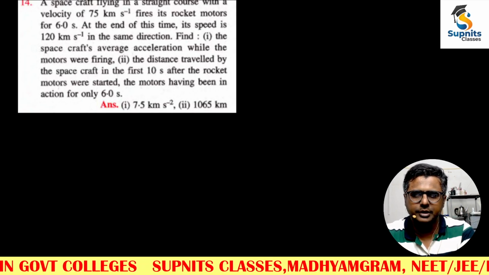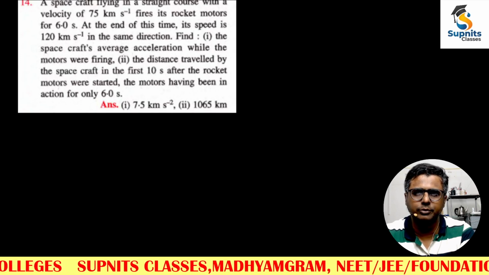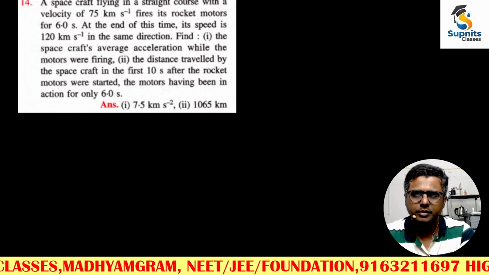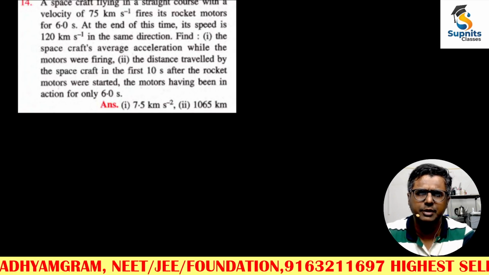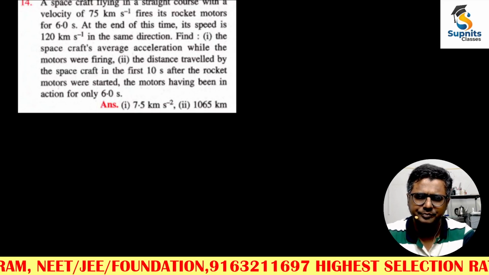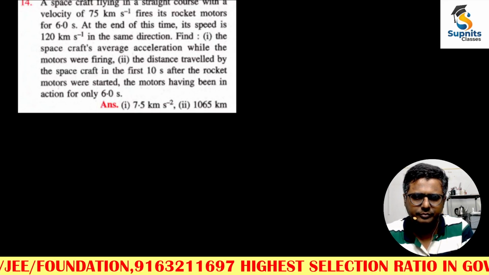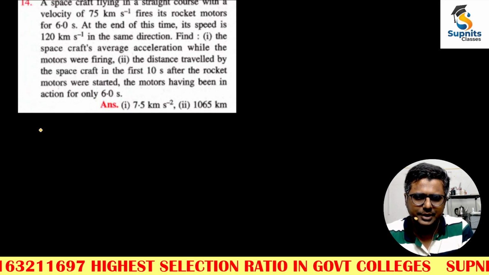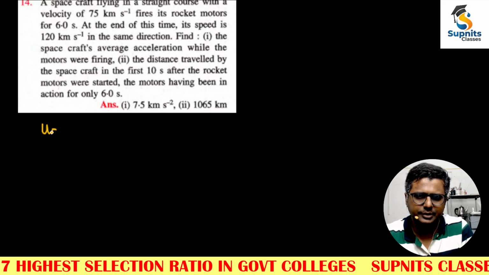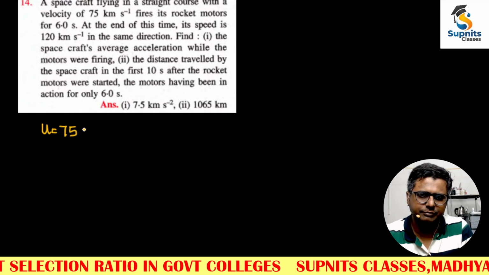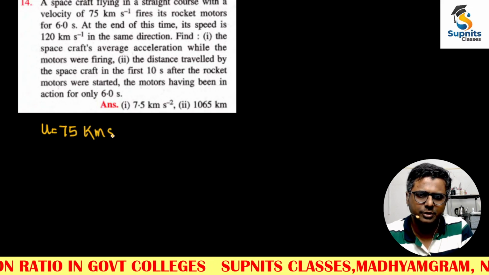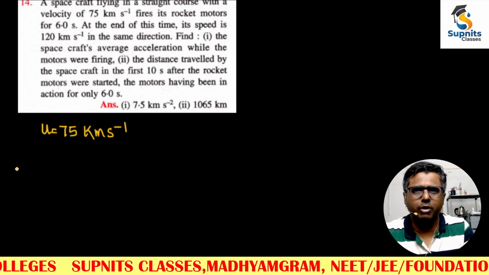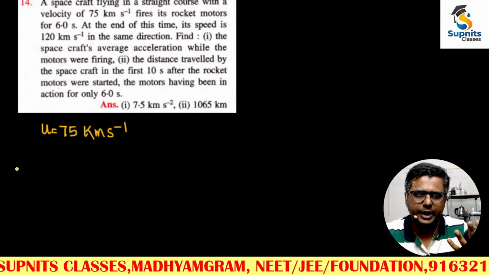A spacecraft is flying in a straight course with a velocity of 75 km per second. So the spacecraft is flying at 75 km per second. Just take it like that. So I can write down over here that the spacecraft is flying at 75 km per second. It fires its rocket motors. So it has some motors.